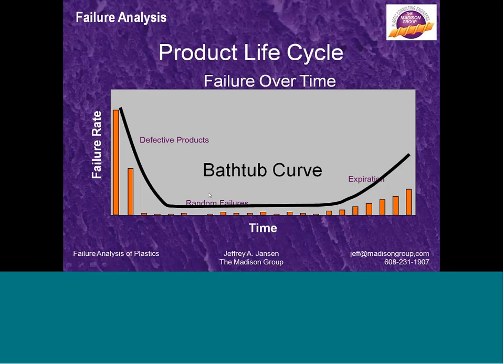over the lifetime of the curve, we're going to see random failures. Something happens out in the field, or something unusual happens and causes some sporadic failure rate, and that is generally low and varies. Then finally, as we get to the end of the product life cycle, we start to see expiration. This is where the product just gives up the ghost. It's losing its lifetime, and we see an increasing rate of failures at that point also.